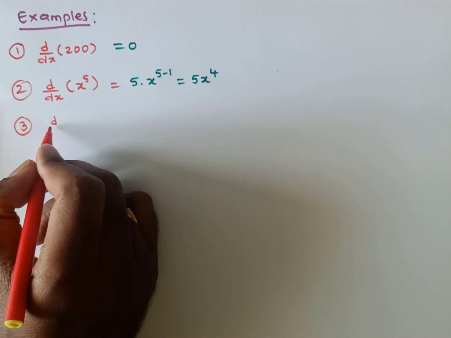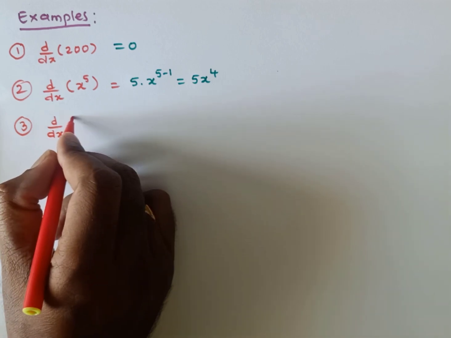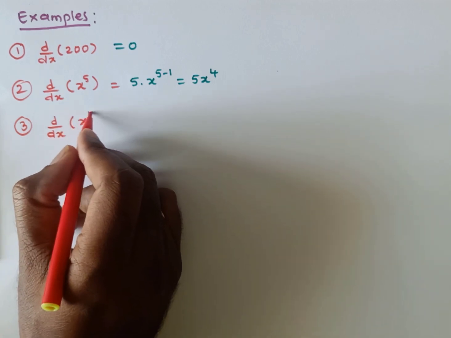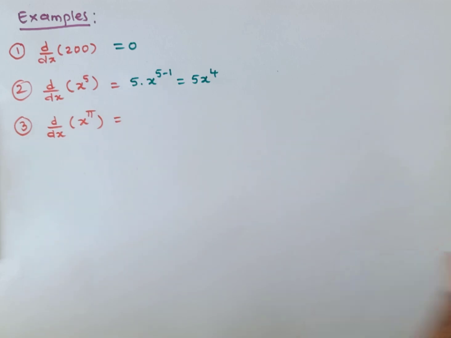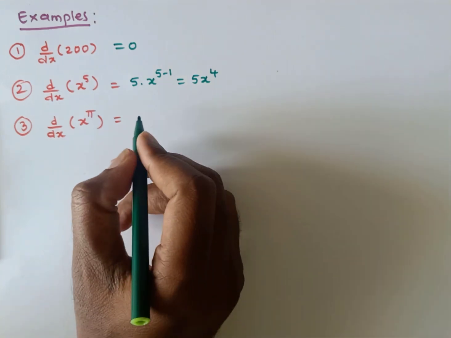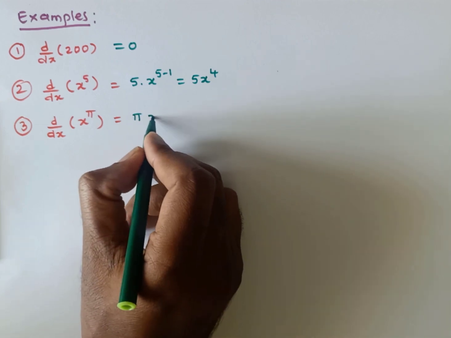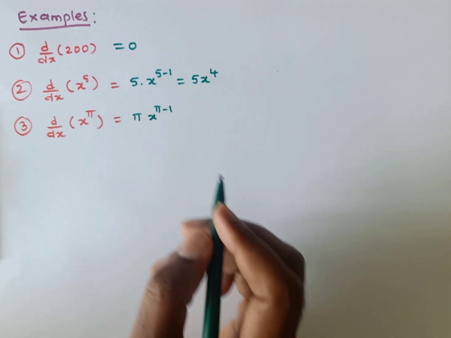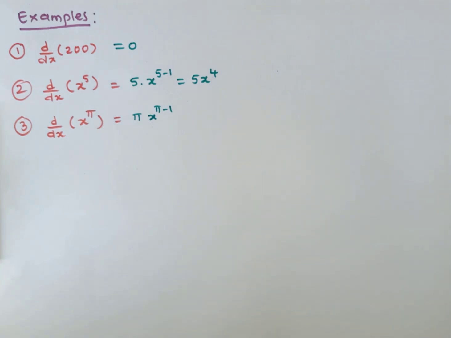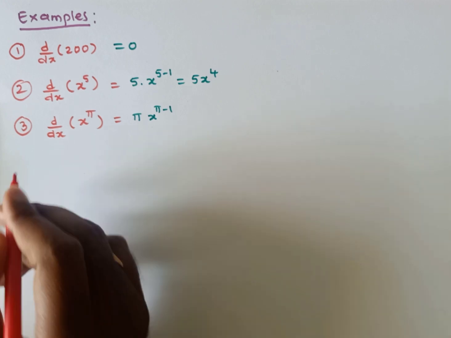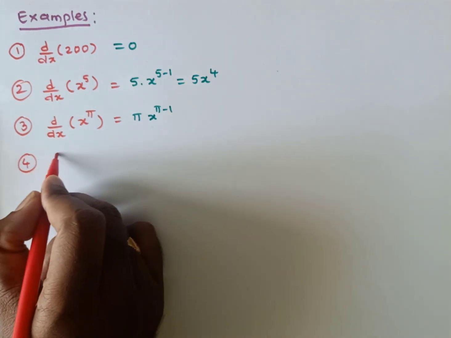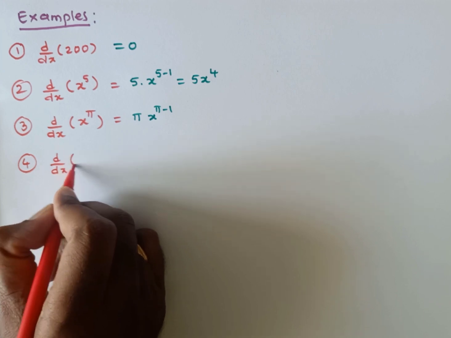Now d by dx of, for example, x to the power of pi. So what about pi? Here pi is a number, so you need to apply the x to the power of n formula only. x is the variable and pi is a fixed number, a constant, so it is pi into x to the power of pi minus 1 only. So don't get confused whether it is e or pi.